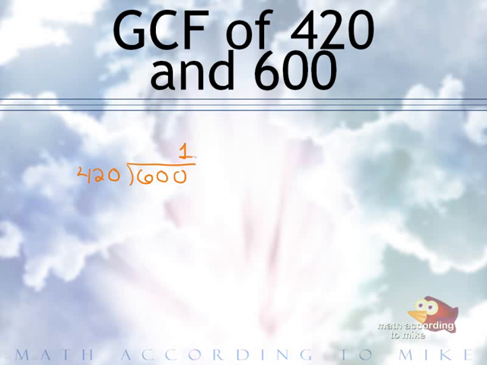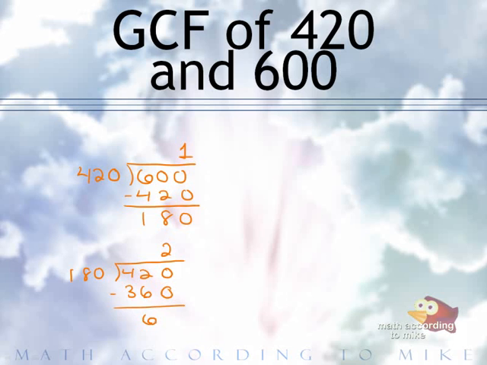Notice this goes in once. And after we subtract, we get a remainder of 180. And then you take this remainder and you divide it into the previous divisor, which was 420. Notice this happens twice. 2 times 180 is 360. Subtract, we get 60. You repeat this process until you get a remainder of 0.